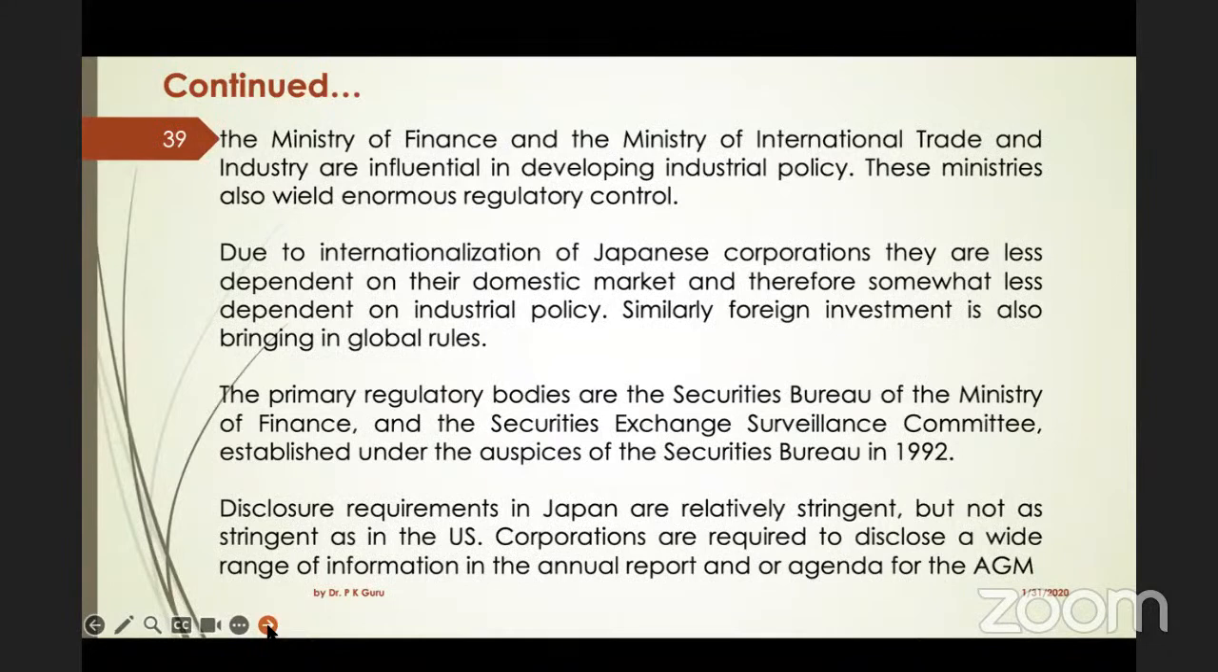Like Toyota, whatever car it is making in Japan is nothing compared to what they are making in the US, India, and other places. So Toyota's economy will not depend much on the policies of Japan. Similarly, Sony, they are everywhere, and they're into even filmmaking in Hollywood. So that is what it is trying to say.